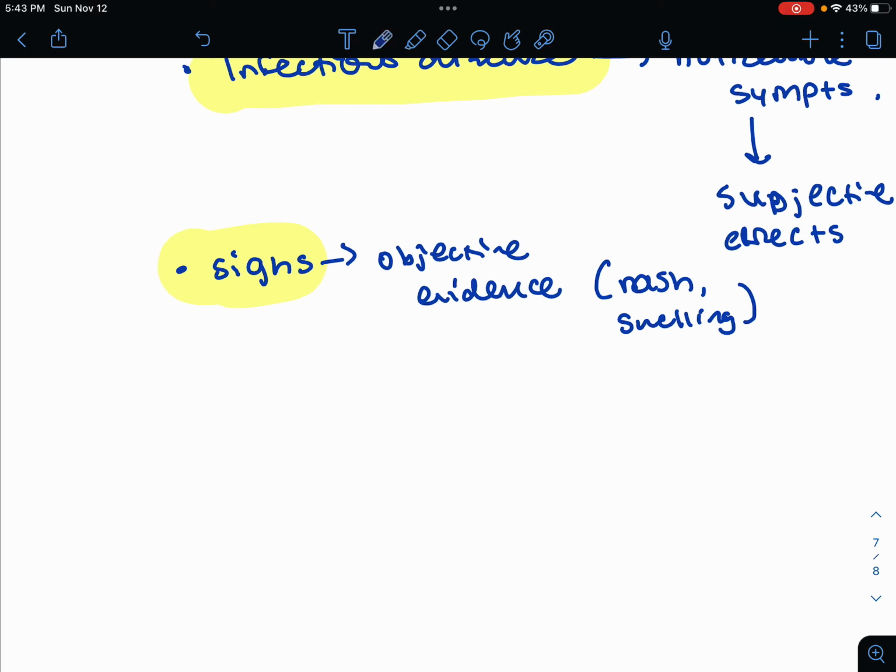We also have primary and secondary infections. So a primary infection would be the initial one. This is the initial. However, the secondary infection is from the exposure to another pathogen or the same pathogen due to the damage from that primary infection.